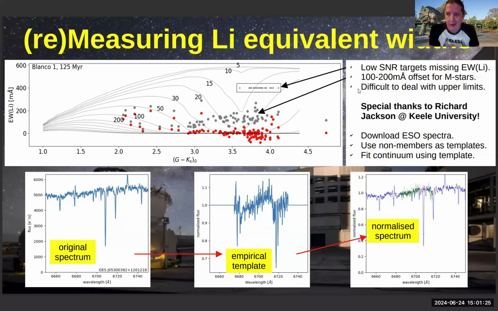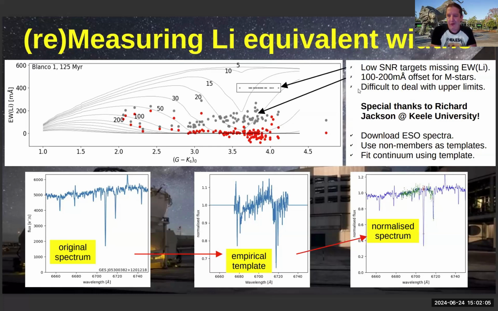A quick note on measuring the equivalent widths. We could have taken the data directly from the final catalogue of the Gaia-ESO survey, but it turns out that for a lot of the targets with low signal to noise, there is missing data, and it's difficult to deal with upper limits if we want to look at this lithium rotation connection. In addition, there seems to be a slightly troubling offset in the M stars, particularly for clusters around the Pleiades age, where there are measurements of around 100 to 200 milliangstroms, where surely we would expect this to be around zero because the lithium should have depleted by then.